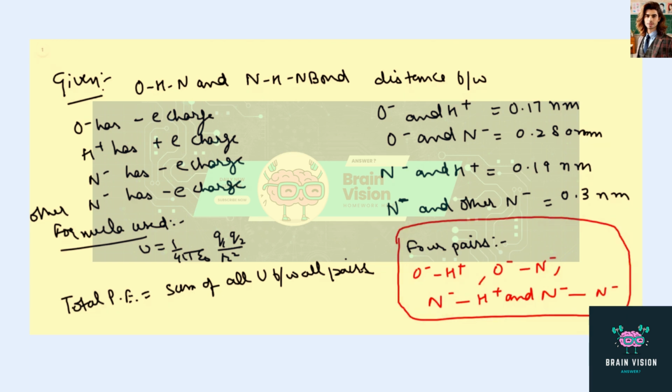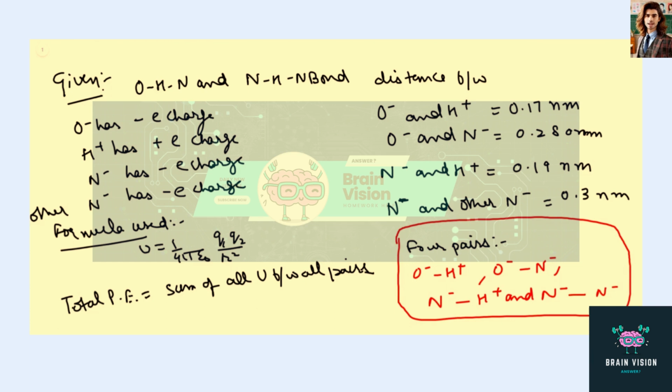We can find the potential energy using this formula. The total potential energy is the sum of all the potential energies between all those pairs. That will give the actual electric potential energy of the adenine-thymine. O minus has a negative electronic charge, and H plus has a positive electronic charge. This N minus has minus E charge, and the other one also has minus E charge.